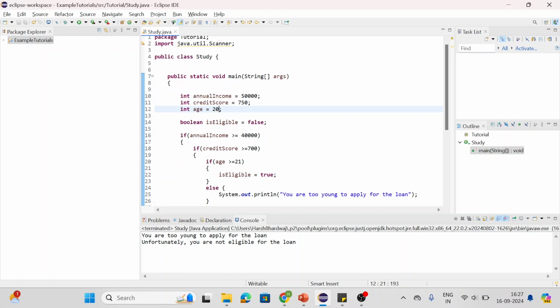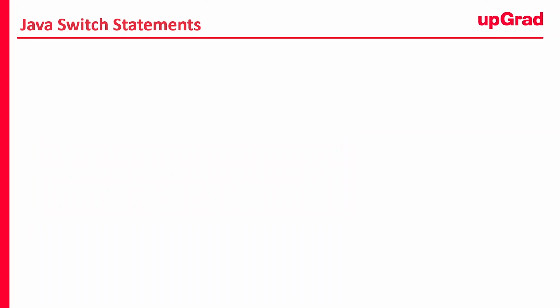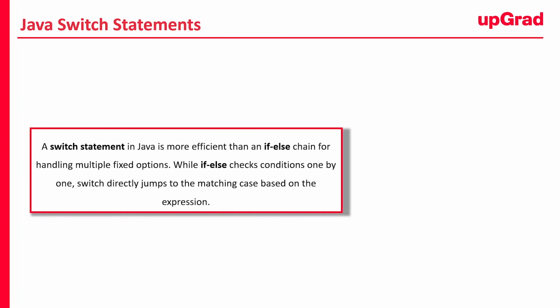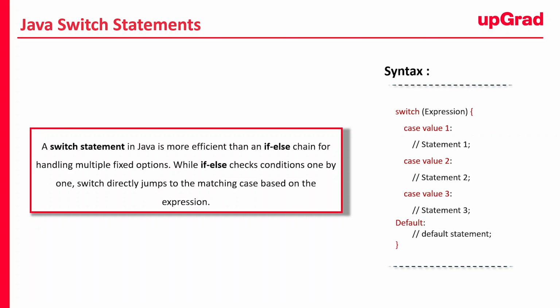Now coming to the next thing, which is Java switch statements. You have probably seen if else statements where the program checks conditions one by one. The main difference with the switch statement is that it can have more than one way to be executed. With if else, each statement is checked in sequence. If the first condition is false, the next one is checked, and so on. The switch statement, on the other hand, jumps directly to the matching case based on the value of the expression. It doesn't need to evaluate each option like an if else chain.